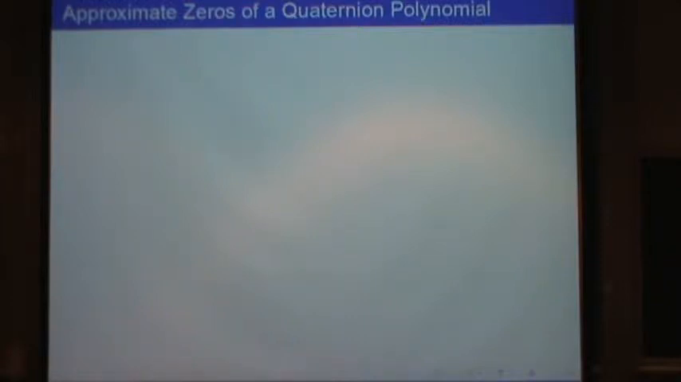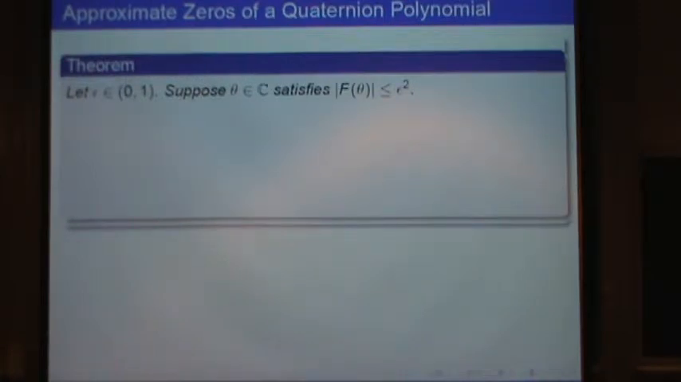polynomial. If I want to apply a complex polynomial root finding to f of x, which was a polynomial with real coefficients, then I can only approximate its roots, and I want to go from approximate roots of that to approximate roots of the Quaternion polynomial. How do we do that?